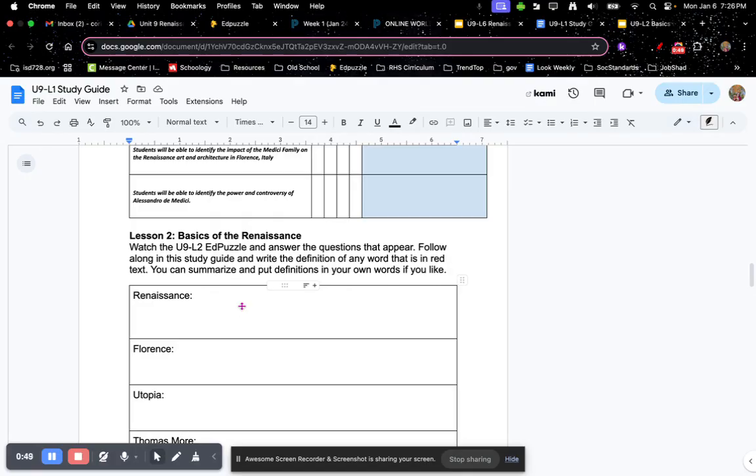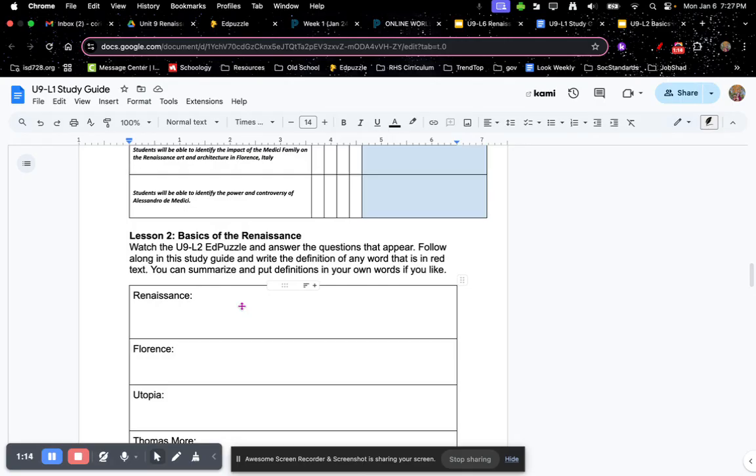Now, you have two choices when it comes to doing the study guide. The first choice is to write the definitions in your own words. For students who maybe are looking on going to higher education or just want the practice with note taking, that's an awesome way to practice, putting notes in your own words. That's great. I love it.